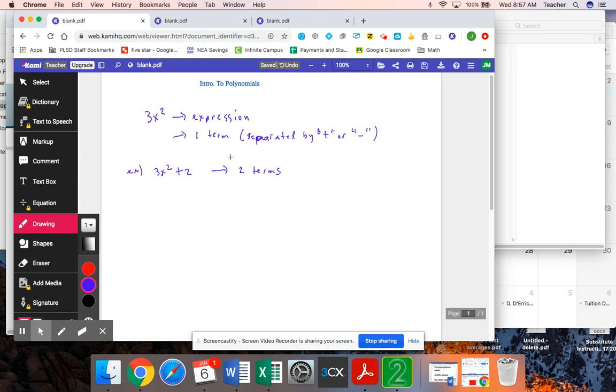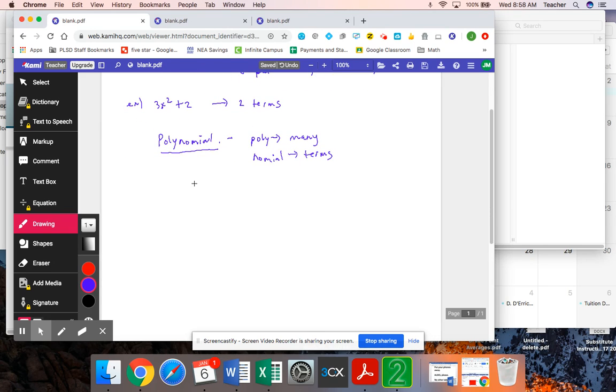Given that you have terms, you might see the word expression, or you might see the word polynomial. Poly implies many, and then nomial we're going to take to mean terms, right? So if I had an expression or a polynomial with one term, we call that specifically a monomial, right? The mono part implies just one.